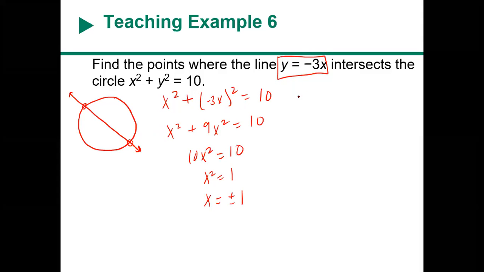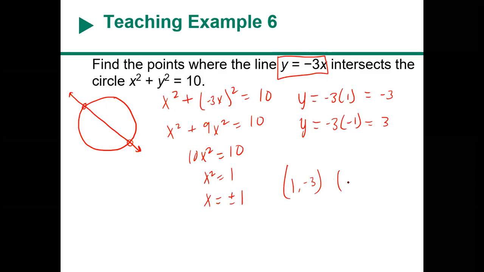To find my y's, I'm going to plug in. So I have y equals negative 3 times positive 1, and y equals negative 3 times negative 1. So it's going to go through my circle over here and over here. So my points are (1, negative 3) and (negative 1, positive 3). Not all substitution problems are going to be as involved or as long as the previous example, just to show you.